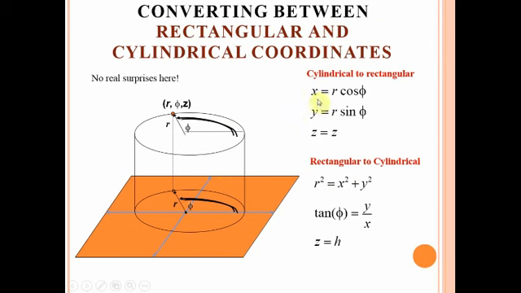If we want to convert cylindrical to rectangular coordinates, then x is r cos phi, y is r sin phi, and z is z, because there is no change in the height. If we convert rectangular to cylindrical, then x squared plus y squared gives r squared, tan phi is y by x, and z is equal to the height.